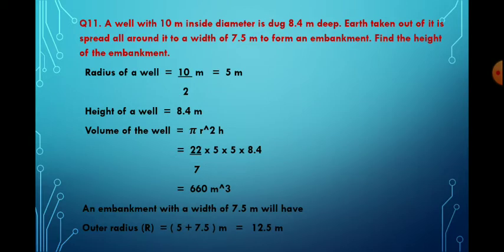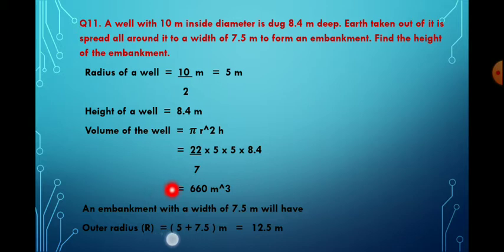Question number 11. A well with 10 meter inside diameter is dug 8.4 meter deep. Earth taken out of it is spread all around it to a width of 7.5 meter to form an embankment. Find the height of the embankment. So radius of the well is 10 by 2 meter, that is 5 meter. Height of the well is equal to 8.4 meter. So volume of the well is pi r square h, that is 22 by 7 into 5 into 5 into 8.4, which is 660 meter cube.